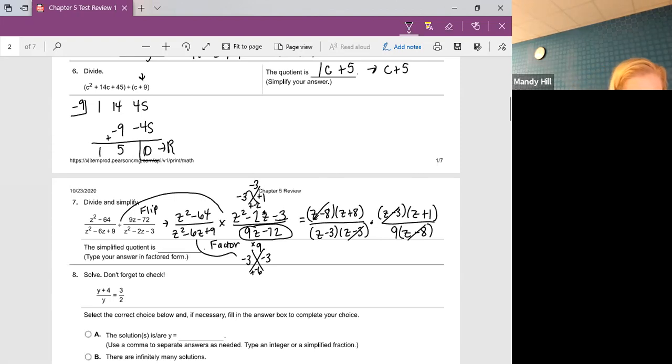So that means my final answer would be whatever is left. We've got z plus 8 times z plus 1. And on the bottom, we've got 9 times z minus 3 that's left that hasn't been crossed out. That's going to be the final answer there.